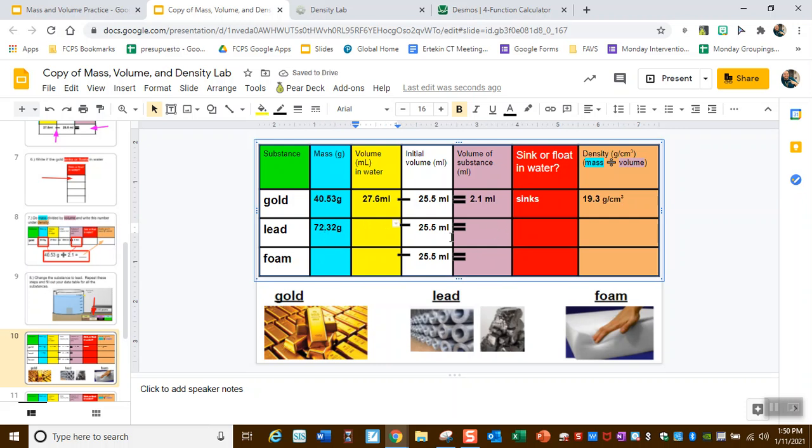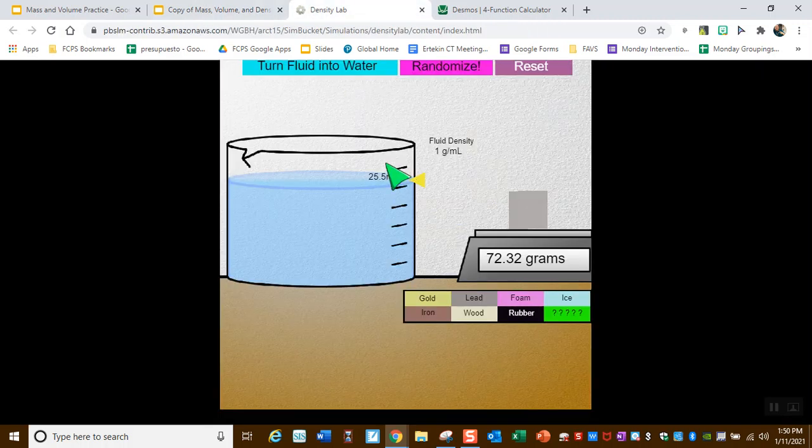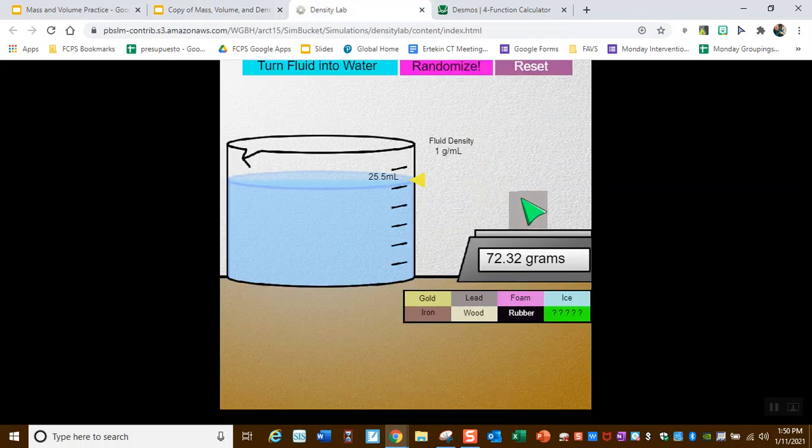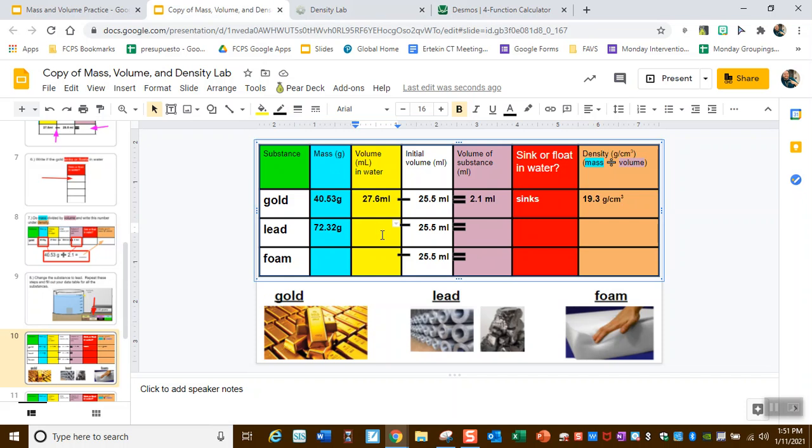Then you calculate the volume using the water displacement method. Right now, the water is 25.5 milliliters. That's this white column. We need to do the volume in water, okay? So put this in the water, and the water went up to 31.9 milliliters. You write this number in the yellow column, 31.9 milliliters.